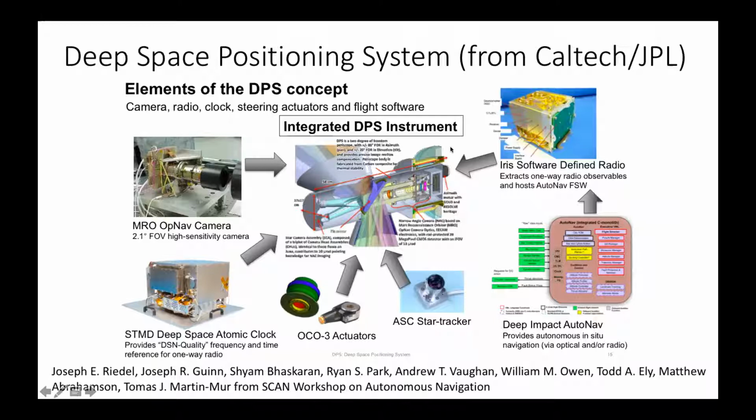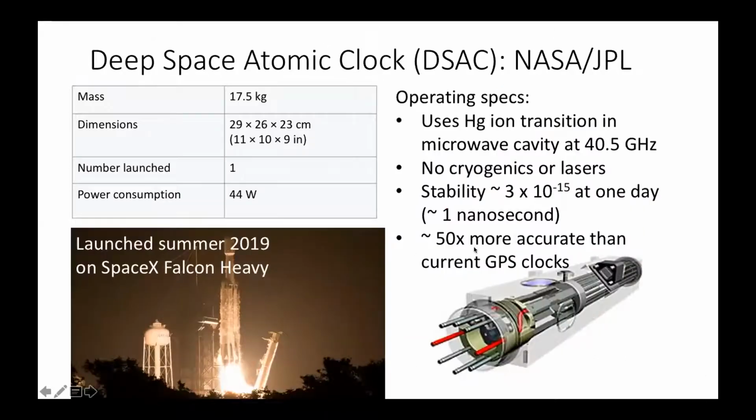There's a radio, software-defined radio inside. There's this camera, and one of the key things is this deep space atomic clock. So this thing is part of the integrated instrument, and it provides very accurate time stamping, and this allows autonomous navigation, which is independent of, say, ground-based time referencing. So I've circled that because they launched one of these things in 2019.